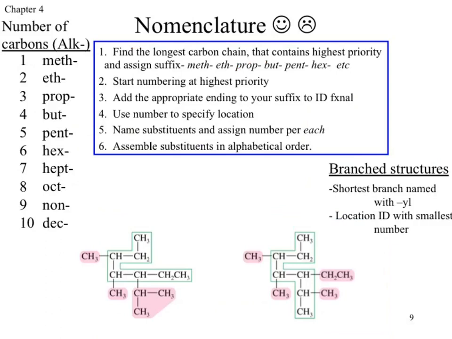It's just how they're highlighted. They are exactly the same structure. Okay? So if they're the exact same structure, we should get the exact same name. So the general tendency when you go through and try and highlight is, remember, if we want to come up with a name, find the longest carbon chain possible.